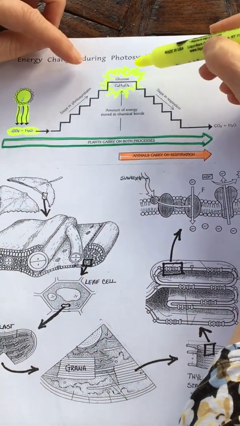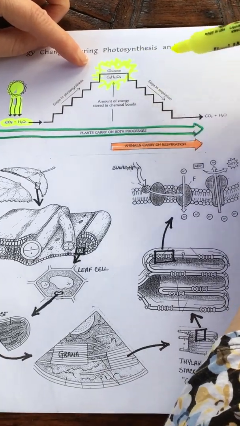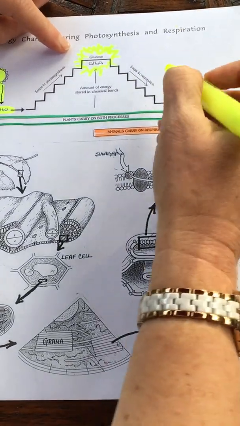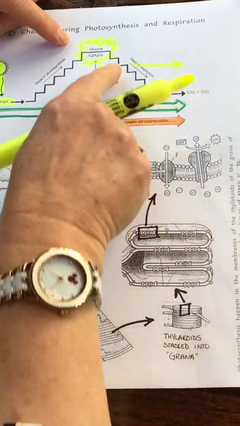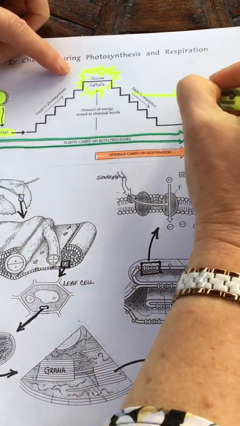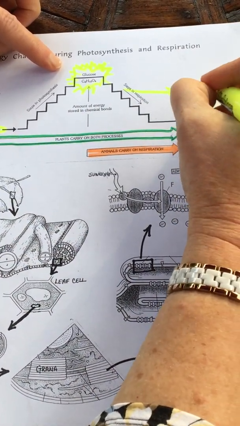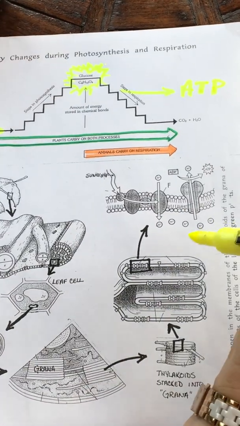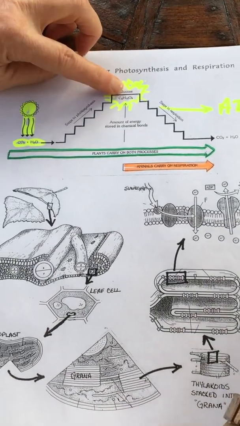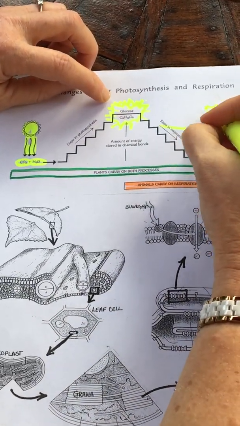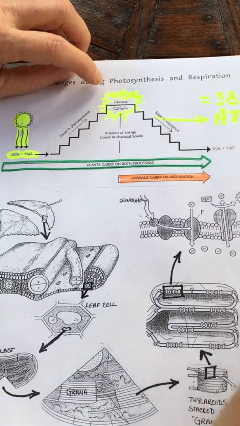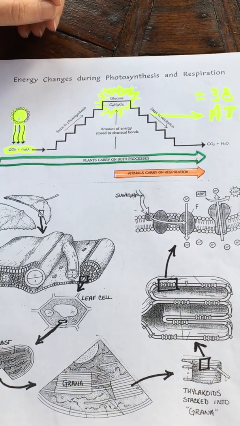But then it turns around and it can take this glucose and break it back down and get the energy out of it, again, steps in respiration, in the form of ATP. And we talked about that in the last video. One glucose yields about 38 ATP molecules, all right?